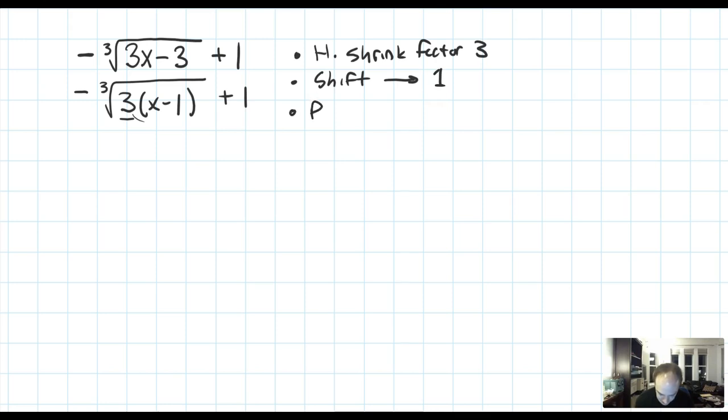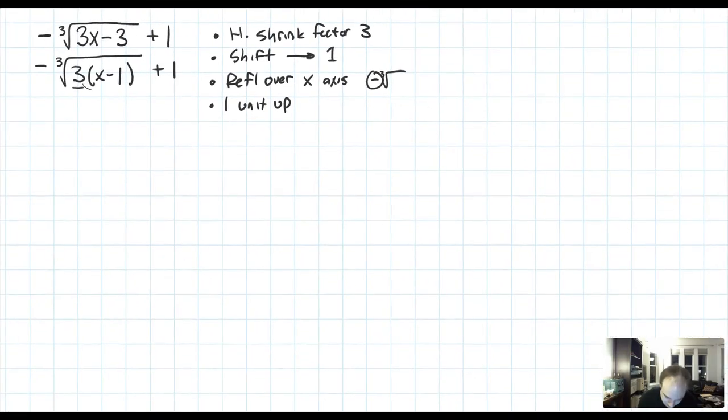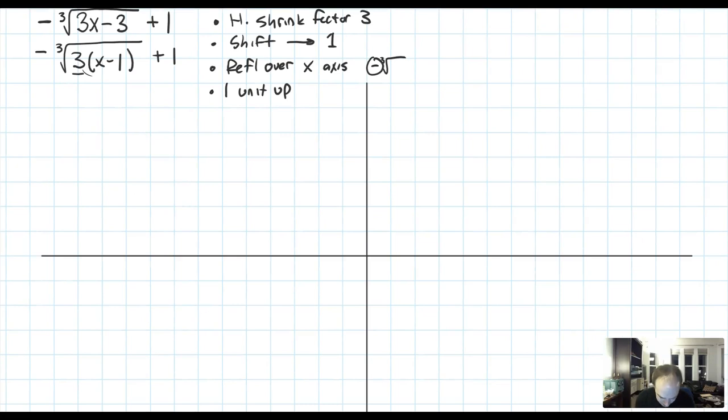Then it's going to be a reflection over the x-axis. Since it's a negative outside, it's a reflection over x. And then it's going to shift 1 unit up. Here we go. So the one I really want to talk about is this horizontal shrink by a factor of 3 with the cube root. I'm going to graph the parent function first. So cube root goes through the points 8, 2. So 2, 4, 6, 8.